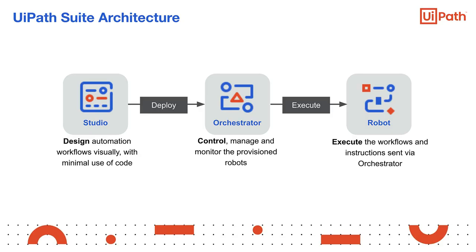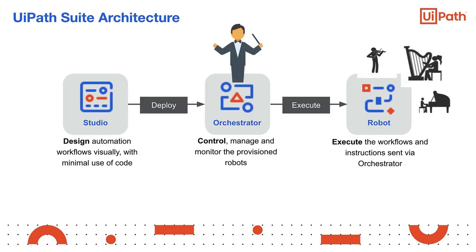One way to understand the functions of Studio, Orchestrator, and Robot is to think of the Orchestrator as a conductor and robots as the players. So the conductor organizes the players to play music from the music sheets. And here, the music sheets are equivalent to the workflows that we develop in the Studio.